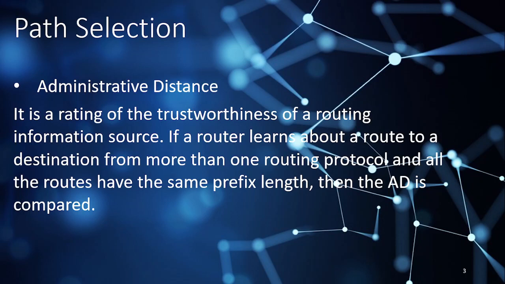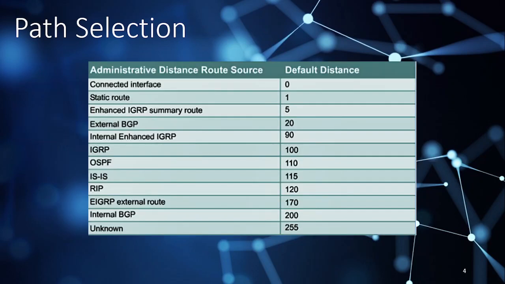it will look at the prefix length first. If the routes all have the same prefix length but are from different routing protocols, then the AD is compared. So on the next slide, we'll show you the AD of the different routing protocols. So here it is.